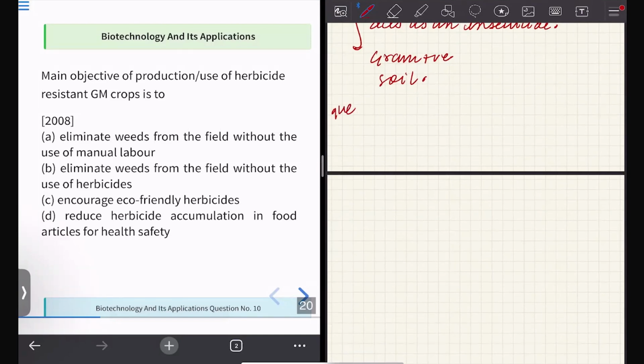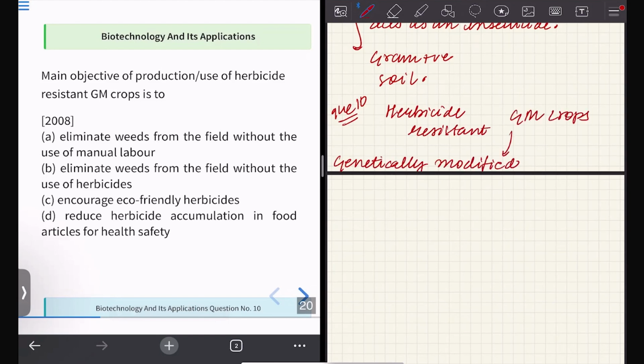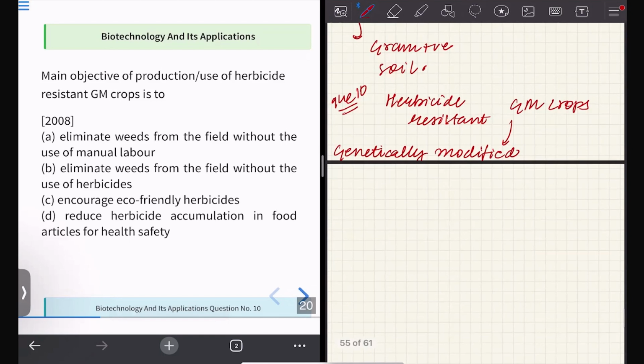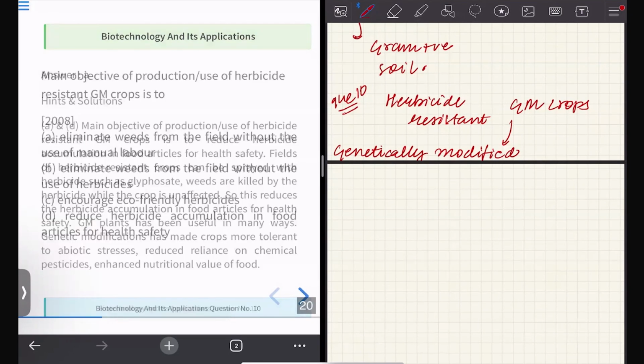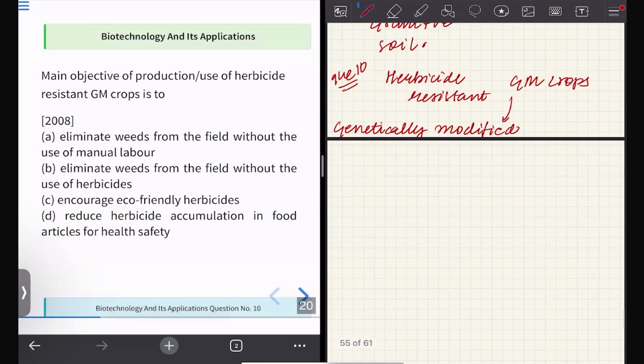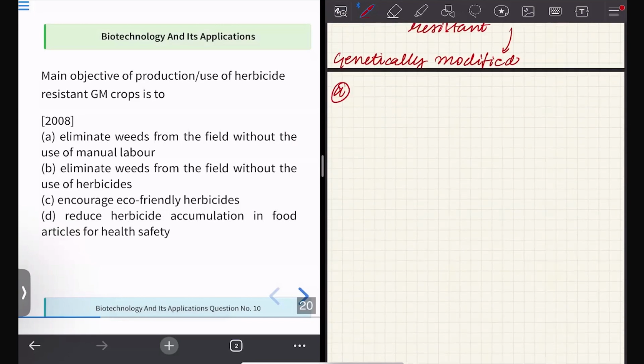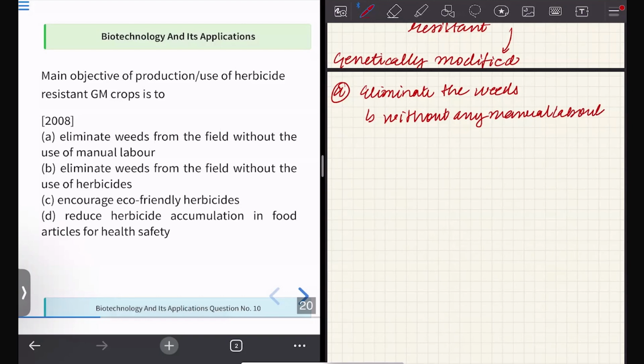Okay. So the main objective of production or use of herbicide resistant genetically modified crops. Question number 10. We have herbicide resistant genetically modified crops. So GM is what? Genetically modified. So what is the use or objective for which we are producing these crops? It is actually to eliminate weeds from the field without the use of manual labor. So the first point is that we need to eliminate the weeds with the lowest input from our side. So we do not want any manual labor.